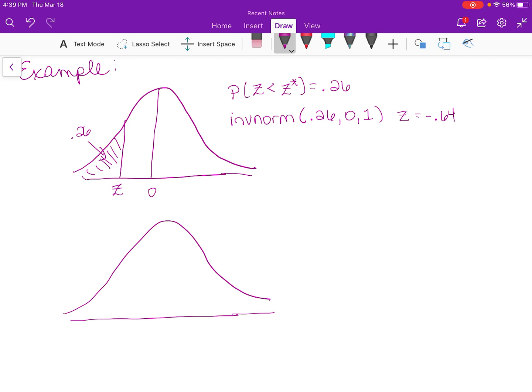So let's look at the second one. The probability of the region shaded above was 0.18. So let me show you what I meant by that. I want to find the probability of z being greater than some z-score that I don't know what it is. That's what I'm trying to find. I'm solving for z raised to the asterisk. So I'm going to use inverse norm.